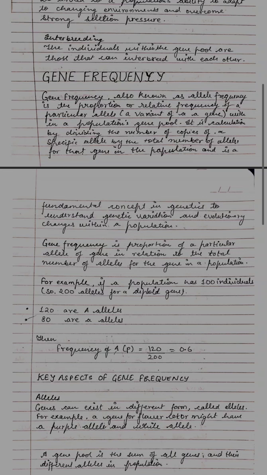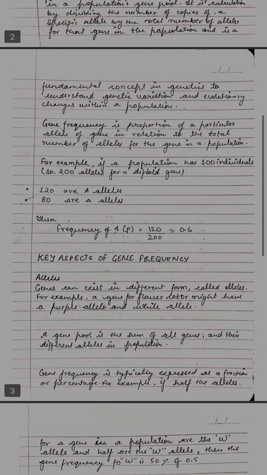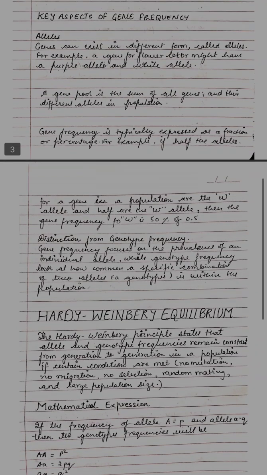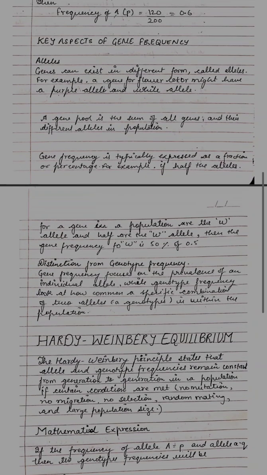Example: in a diploid population of 100 individuals, total alleles for one gene equals 200. Allele capital A equals 120. Allele small a equals 80. Frequency of capital A equals 120 by 200, that is 0.6, and frequency of small a equals 80 upon 200, that is 0.4. So here P plus Q equals 1, and 0.6 plus 0.4 equals 1.